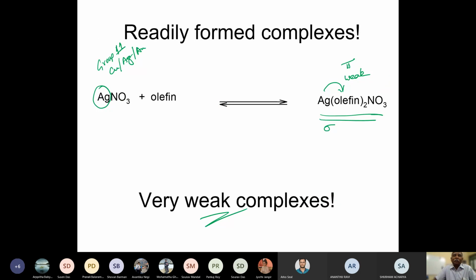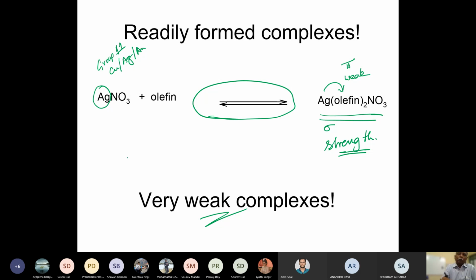What is the use of these complexes? The use turns out to be that although these are very weak complexes, they cannot be isolated, they cannot be kept in a bottle for a long time, etc. These are valuable because the whole system is in equilibrium. And you can think of separating two olefins based on the strength of this interaction. Based on the strength of this interaction, you can separate two olefins.